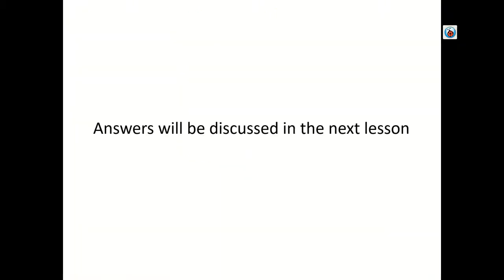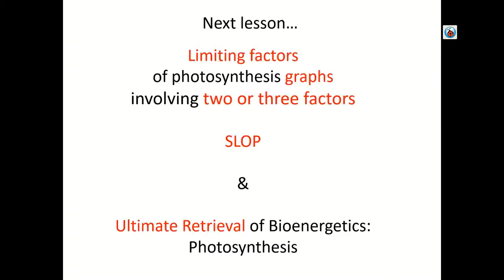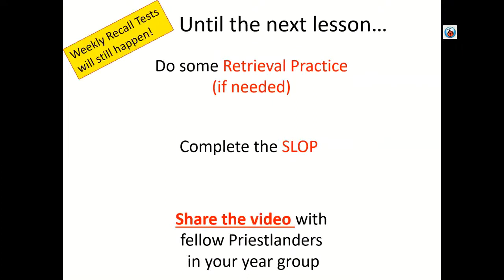We will discuss the answers to the practice questions in lesson 4. Next lesson, we'll be looking at limiting factors of photosynthesis graphs involving 2 or 3 factors. We'll be doing more slop, and we'll be doing ultimate retrieval. Until the next lesson, do some retrieval practice, complete the slop, share the video, and remember at the end of the week you'll be getting a recall test on the work you've done.